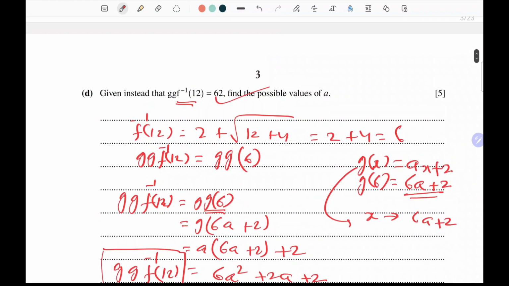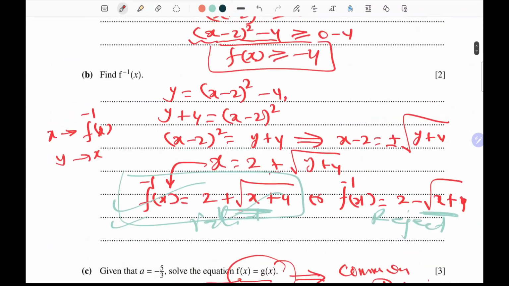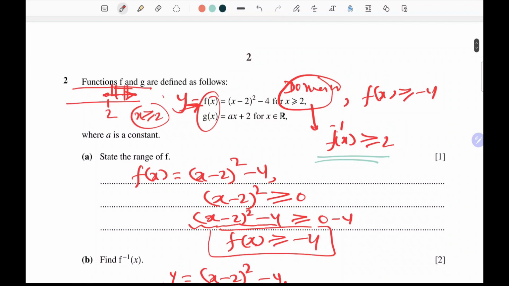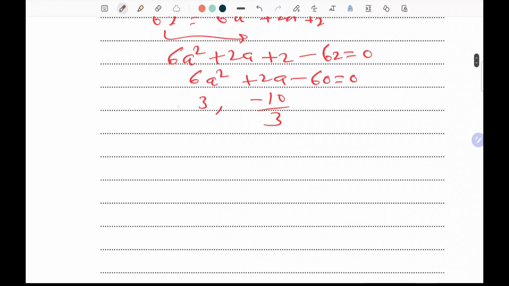By the way, guys, this is a, right? And do we have any condition on a? No, a is a constant, so a can be any value. So a will be 3. This is also valid. And a equals minus 10 over 3. This is also valid. So these two will be your answer. Okay, guys, now let's move to the next question.